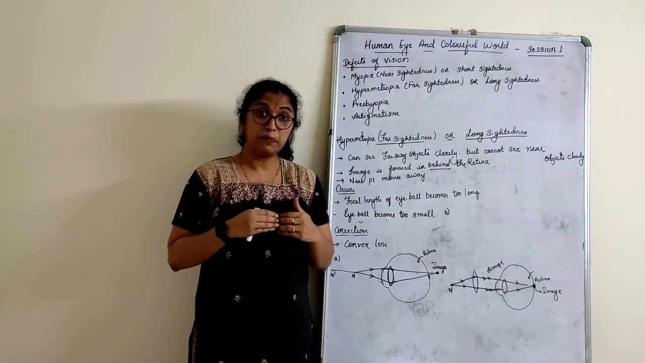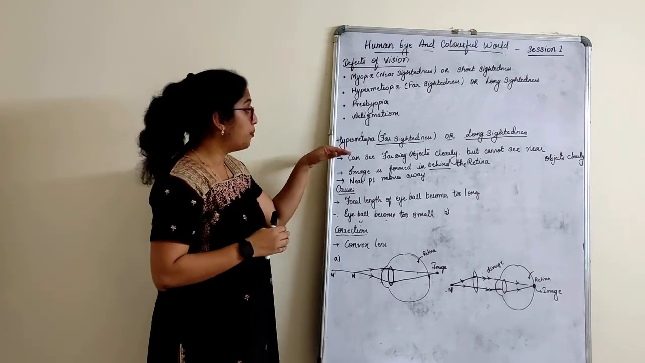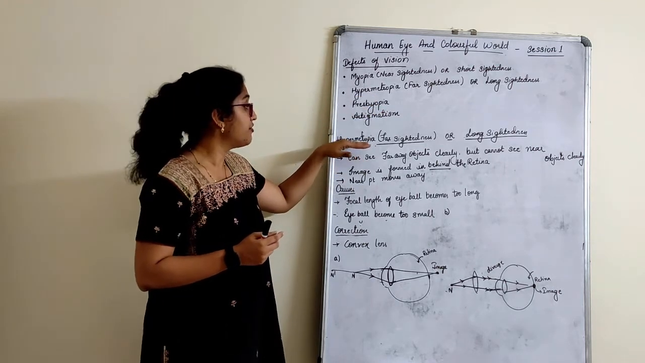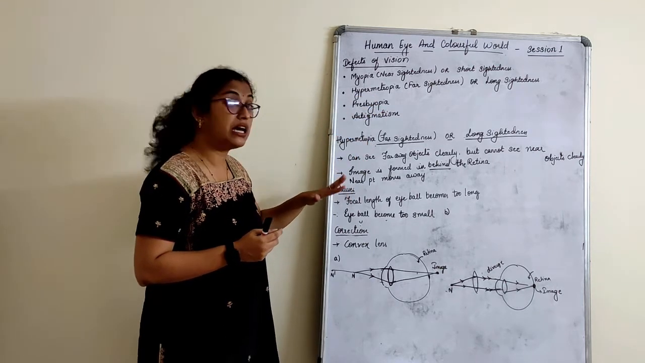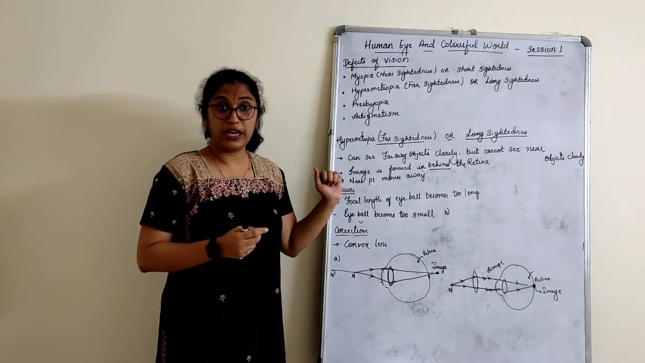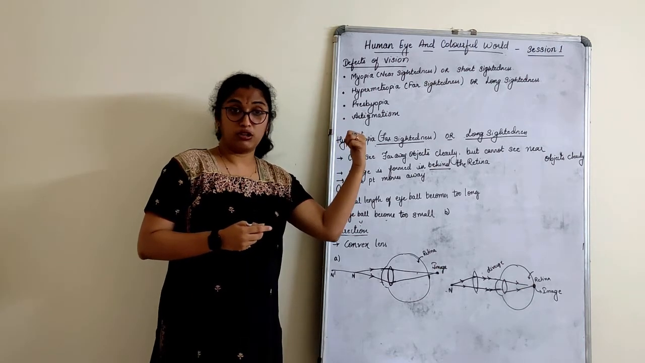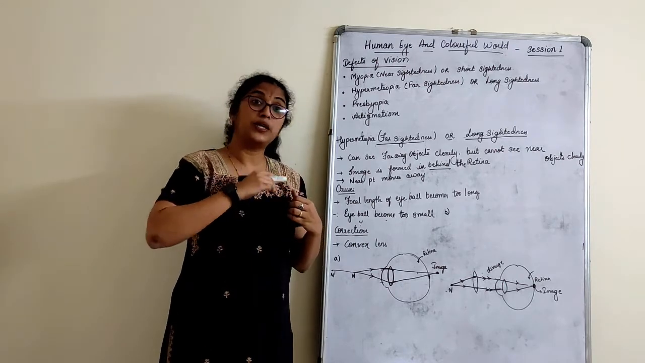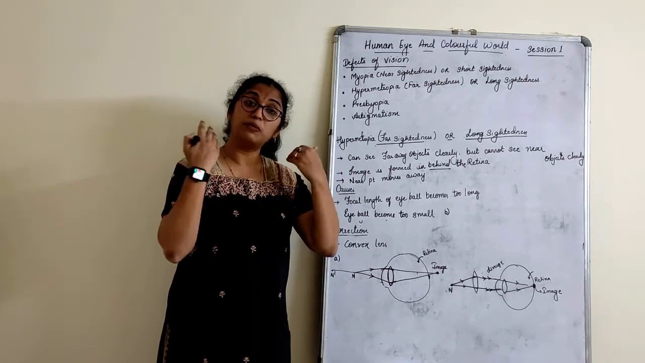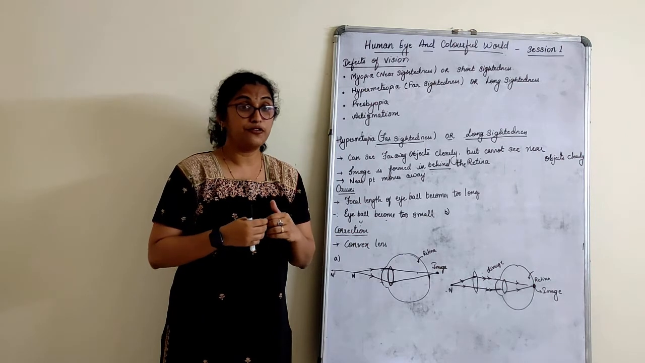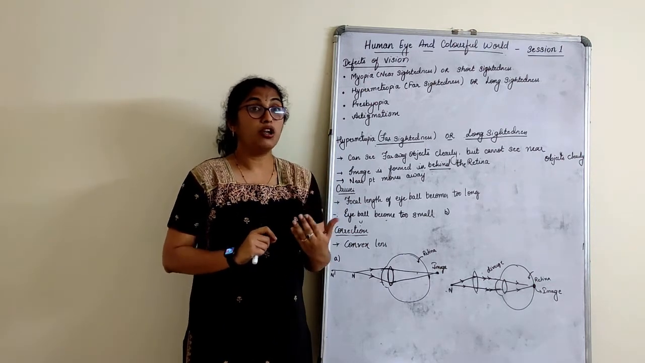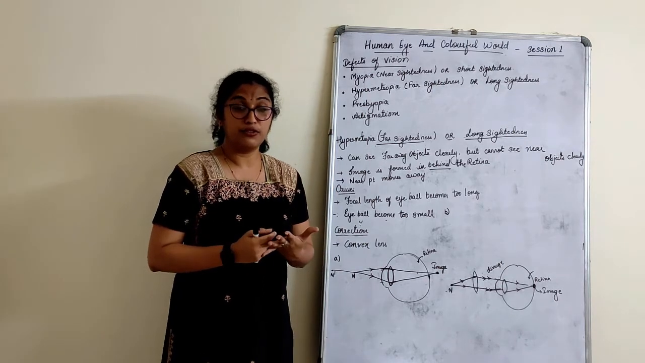But a person with presbyopia can suffer from both hypermetropia and myopia. You know what the causes of myopia are, and what the causes of hypermetropia are. So in old age, he will suffer both. At that point of time, bifocal lenses are used. You all know what bifocal lenses are, right?